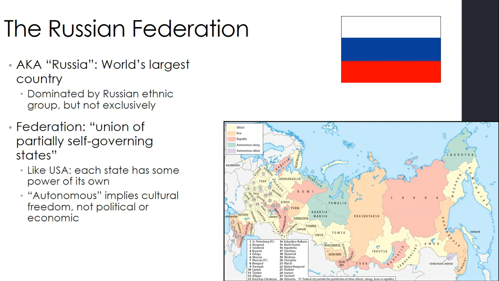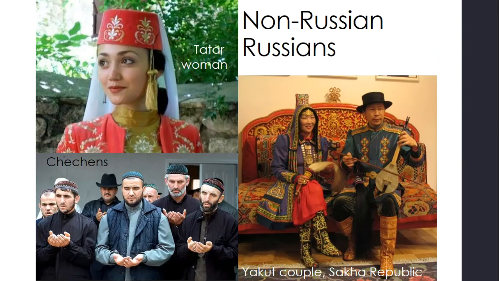One of the lessons that Russia learned after the USSR was that trying to suppress people's culture and language and religion just led to civil unrest. So now the Russian government is allowing people to just speak their own language, have their own culture, practice their religion. And so you have plenty of non-Russian Russians who live in Russia. So you have this Tatar woman at the top, a Yakut couple in the Sakha Republic, Chechens, right? Lots of different ethnic groups that do not consider themselves ethnically Russian at all.